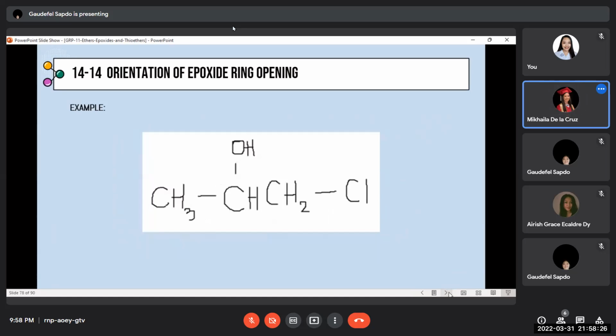So here this will now be our expected product. Observe that we have broken the triangle structure, and our chlorine is attached to the CH2, because that is where it attacked earlier. So next slide please.